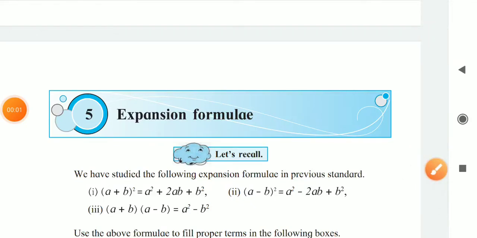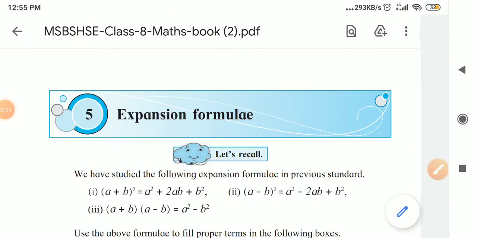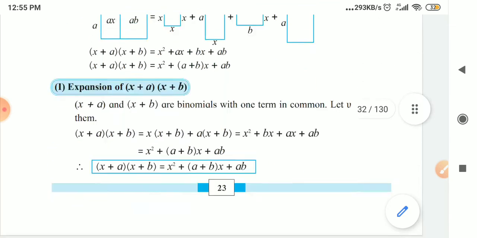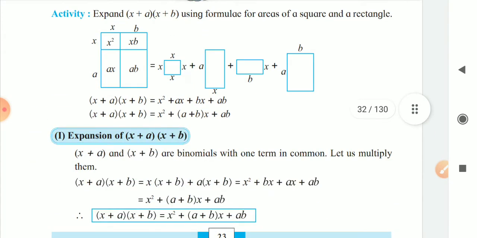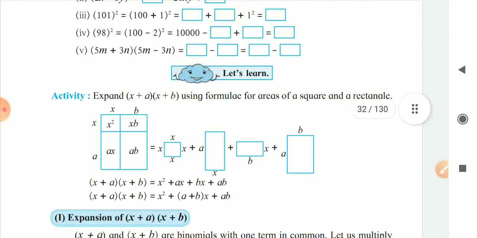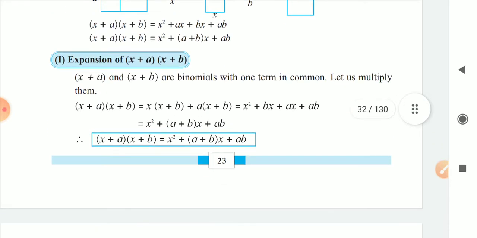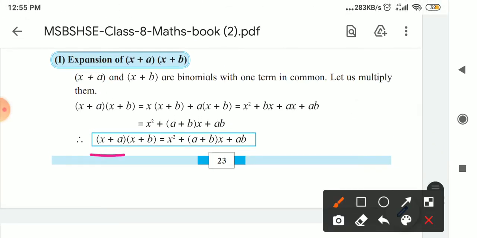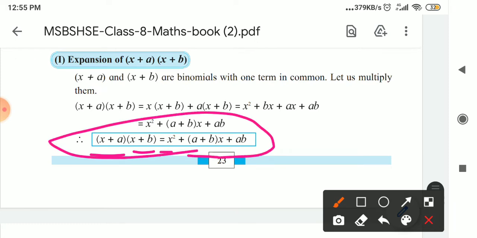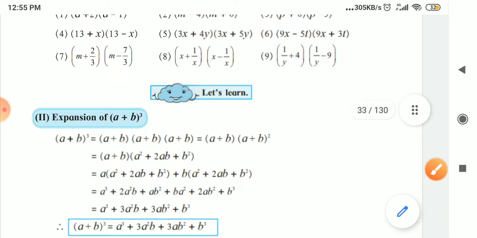Hello children. Lesson number 5, expansion formulae. Under this lesson, today is the last lecture of this lesson. That's why I will explain all the formulas, that is (x + a)(x + b) = x² + (a + b)x + ab. This is the factorization of (x + a)(x + b).